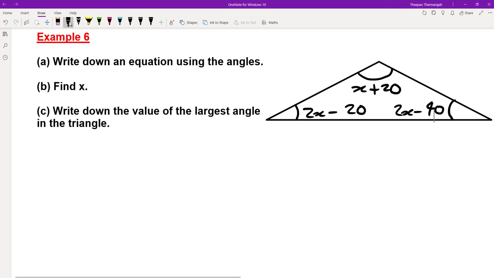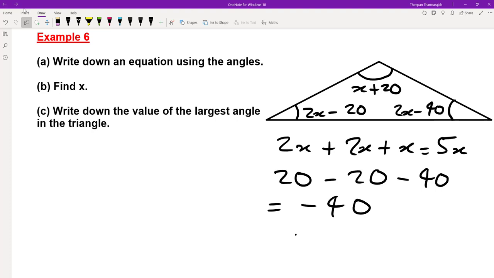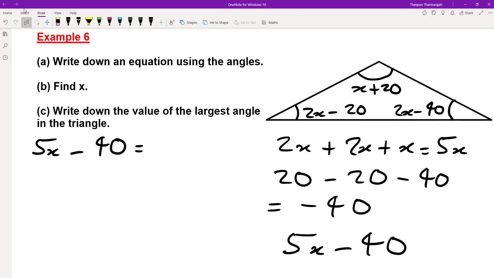Okay, so we need to add all the letters together first. So we do 2x plus x, and that will give me 5x. So here we're going to do 20 minus 40. So be careful here. 20 minus 20 is 0. Minus 40 gives me minus 40. So we end up with 5x minus 40. So now we can write down our equation. So 5x minus 40 equals the sum of all the angles in a triangle, which is 180.